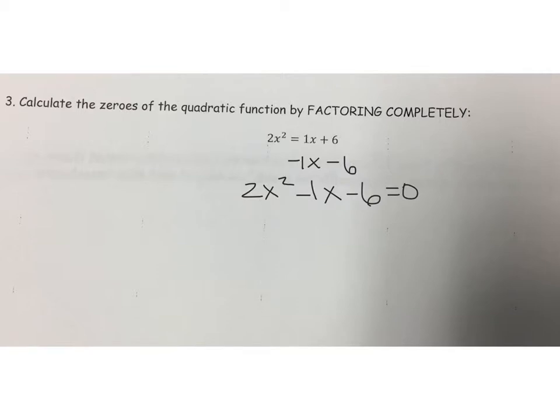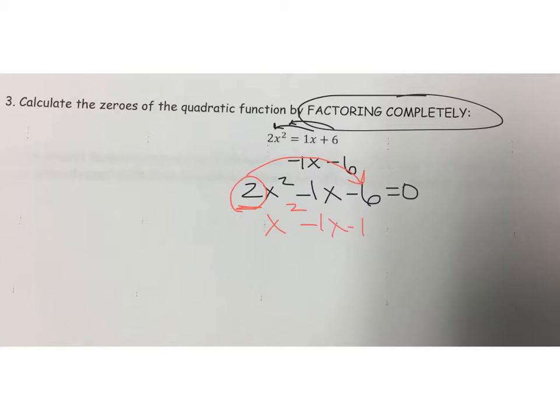All right, calculate the zeros of the quadratic function by factoring completely. Before you can factor, you always have to set equal to 0, so that's what I did. I took everything from the right-hand side and I moved it over. So now I'm going to factor completely. All right, this is a trinomial. We see that this number is out front. You're going to circle it and multiply it to the back. So what you're factoring now is x squared minus 1x minus 12 is equal to 0.